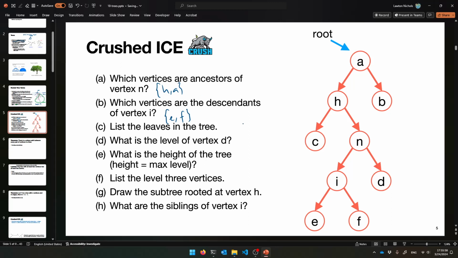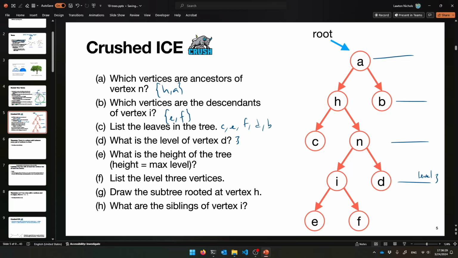All right, what about the leaves of the tree? I see C, E, F, D, and B. So B is a leaf, even though it's really close to the top of the tree. It just has no children. That's what it means to be a leaf. So C, E, F, D, and B. What is the level of vertex D? So remember this is level 0. 1, 2, there's D, that's 3. That's level 3. Okay, so that would be 3.